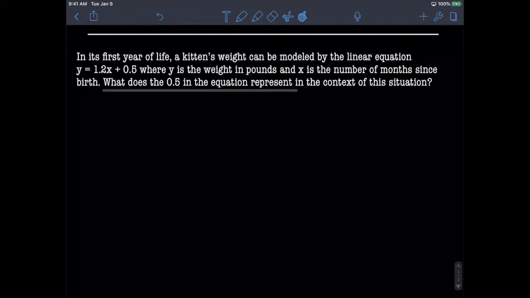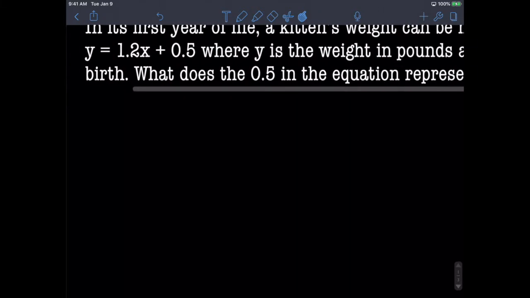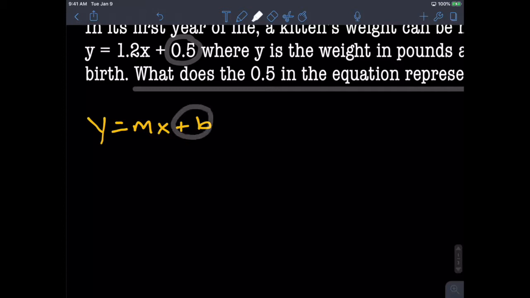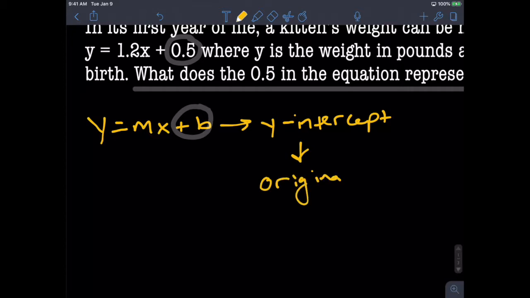To answer this or any question like it, we have to figure out first if our value is the m or the b in y equals mx plus b. Since it's a constant term, it should be pretty obvious that what we're looking at is the b value, also known as the y-intercept. And remember, the y-intercept represents the original amount.